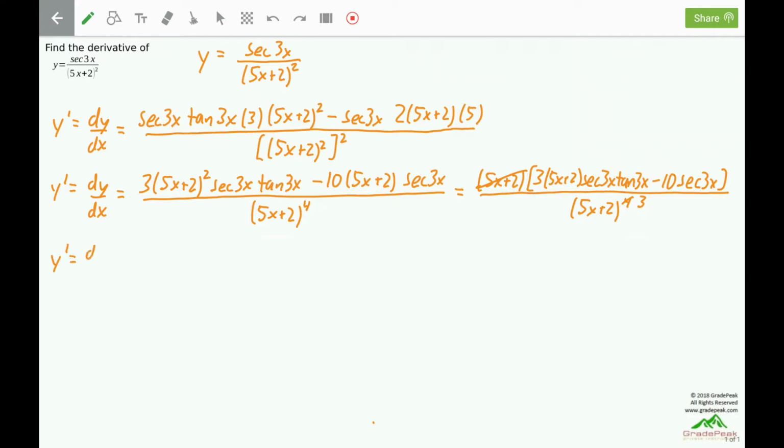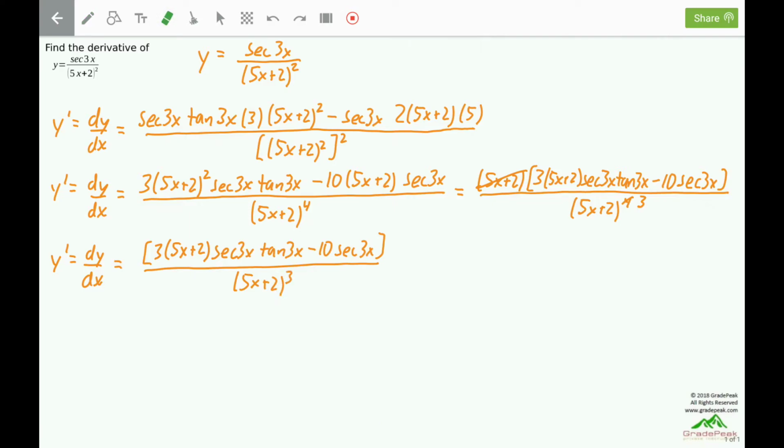So y prime, or dy/dx, will now be (3 times (5x plus 2) secant of 3x tangent of 3x minus 10 secant of 3x, all divided by (5x plus 2) cubed.